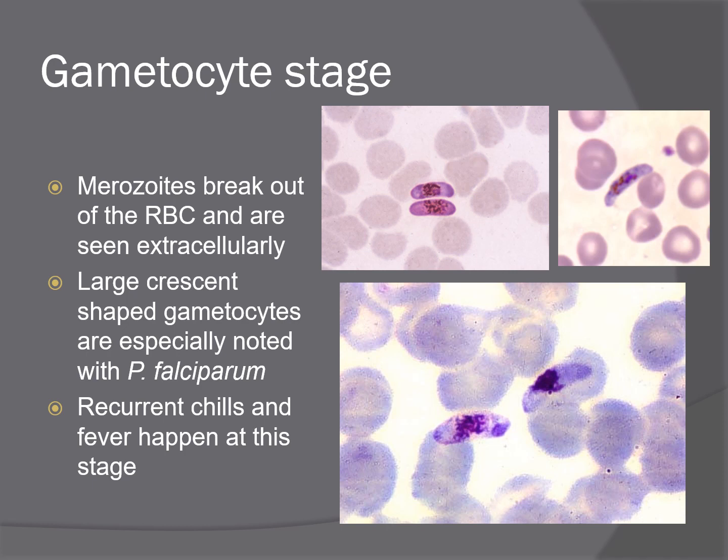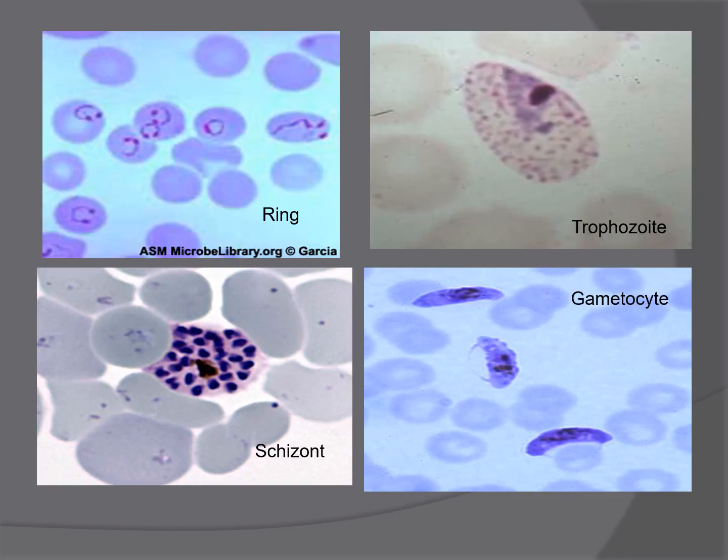Here we've got a ring form on the upper left, a schizont form on the bottom left, a trophozoite on the upper right, and a gametocyte on the bottom right. Okay. Now, malaria can be treated with chloroquine drugs, but you never really know if it's fully cured. It can actually hibernate and still be viable in any form, anytime from the liver.